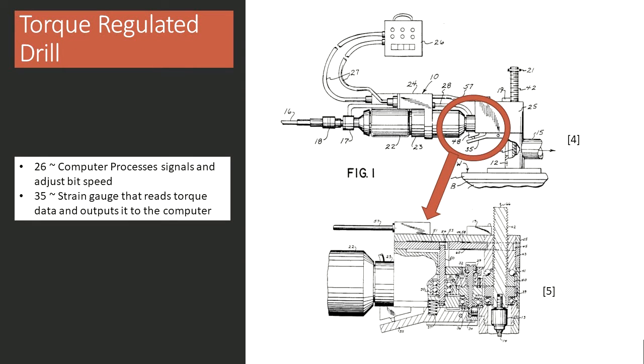So, the first case that we're going to talk about today is a torque regulated drill and the implementation of it on an assembly line. As you can see from the figure, it's a pretty simple design. This is a patent that I pulled off of Google Scholar for one of the first torque regulated drills. It's basically just a drill bit with a strain gauge at the base that takes in torque data from the output of the drill bit and loads it into a computer. So it's a pretty intuitive, simple design.